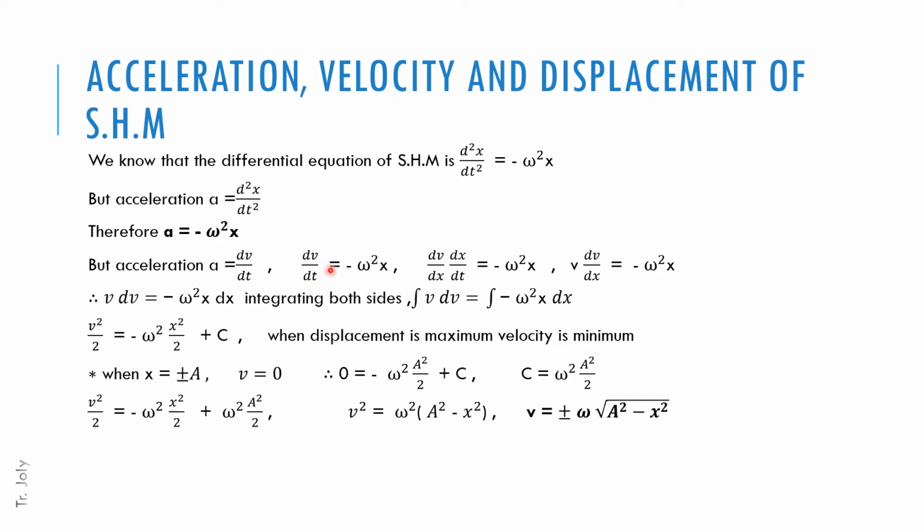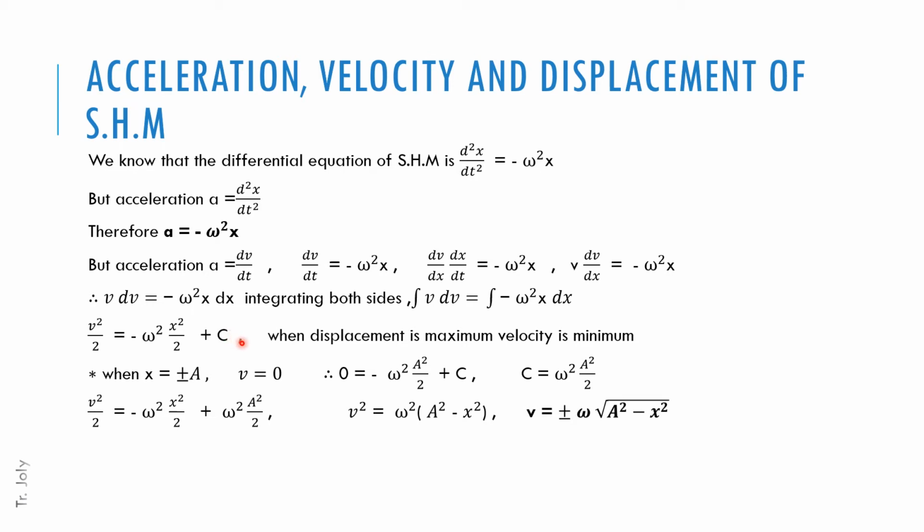Again arrange this equation like this: dv by dx into dx by dt is equal to minus omega square x. But dx by dt, the rate of change of displacement, is our velocity. So we can write this equation as v dv by dx is equal to minus omega square x. Arranging again, v dv is equal to minus omega square x dx. Integrating on both sides, integral of v dv is equal to integral of minus omega square x dx. Integral of v dv is v square by 2, and minus omega square is a constant, so we can take it outside the integral sign. Then integral of x dx is x square by 2 plus a constant of integration.